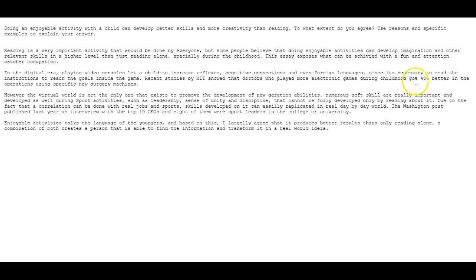And then you don't want to say they got 40% better in the operations. I think you mean something else. They performed 40% better in operations using specific new surgery machines, okay? So those were some of the word choice and some of the grammatical things that needed some improvement. Let's look at the next paragraph.